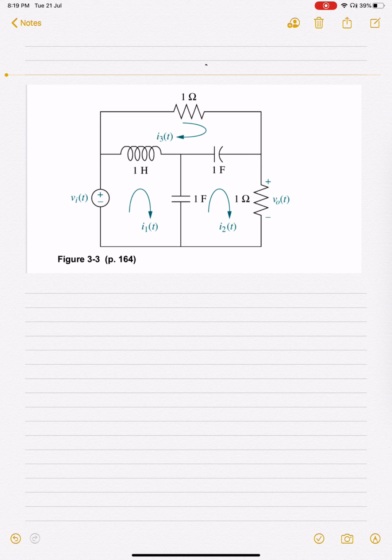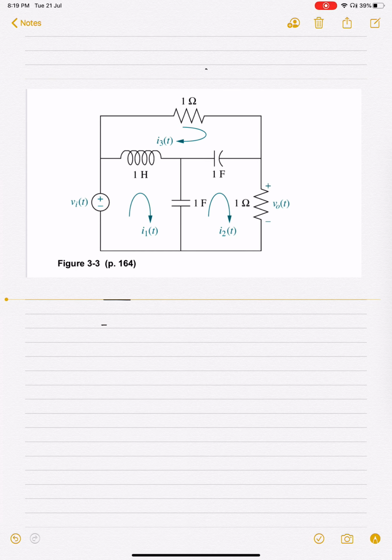And let us try and do this in a way which is simpler as compared to what we have done before, right? So what we do in this case is to draw the equivalent circuit in the S domain. So if you draw the equivalent circuit in the S domain, it is going to look like this.